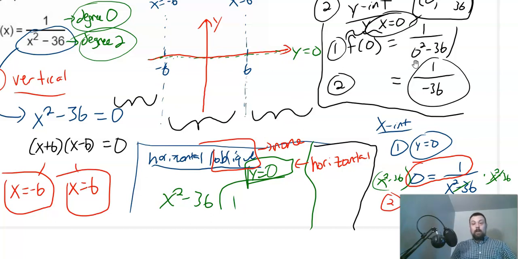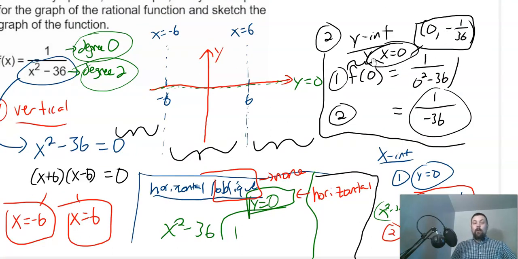But we do have this one here at 0, negative 1 over 36. So if we plot that point, it's negative. The important thing there is that it's negative, but it's a very tiny number. So it's just going to be just below the origin right there, right? So even closer than that, but I can't mark it any closer without it looking like it's right at the origin.